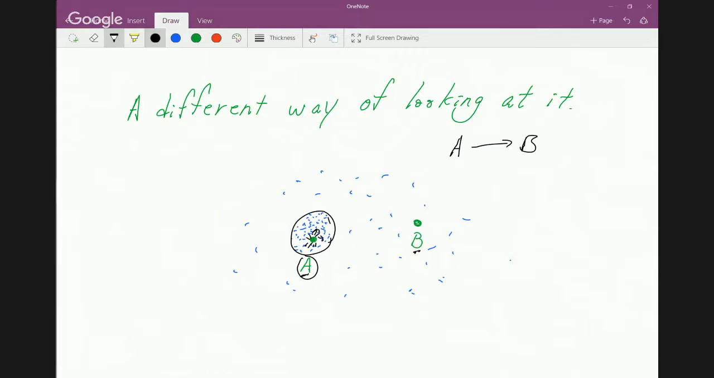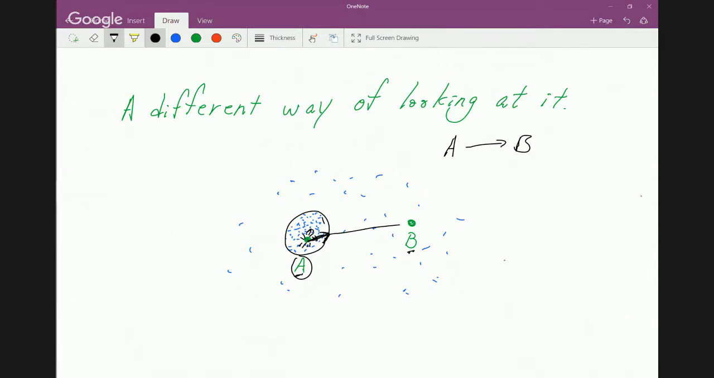And now suddenly you ask point A, well, does point B look far to you? They will look and say, oh, well, most of the time I see this. But suddenly you ask me about this. So from A's perspective, yeah, it's pretty far.